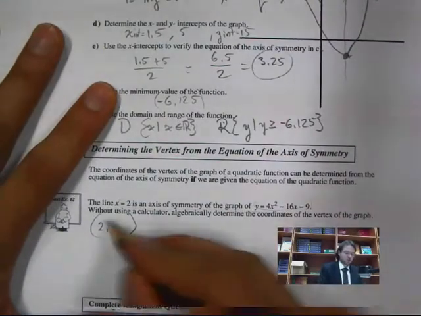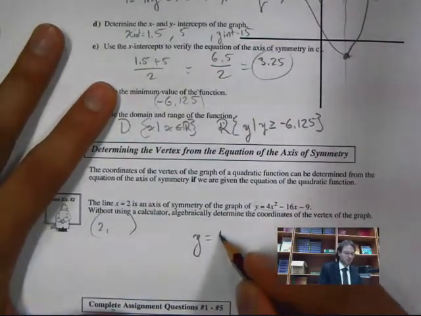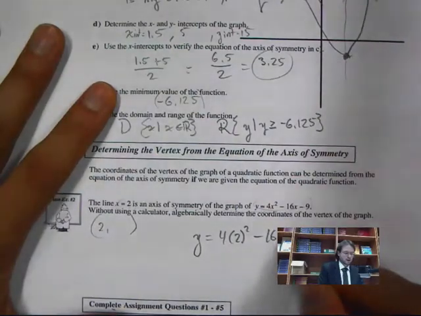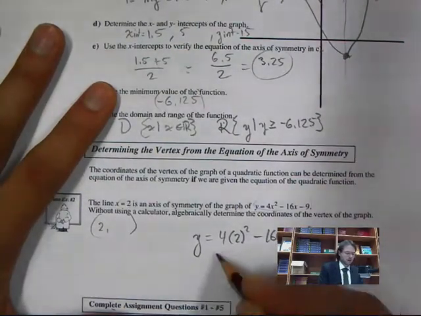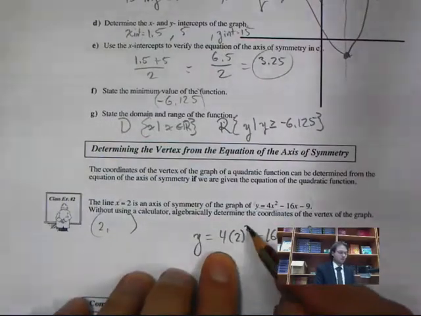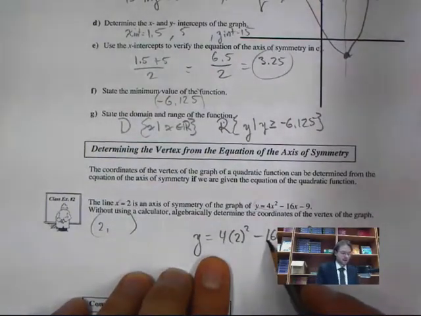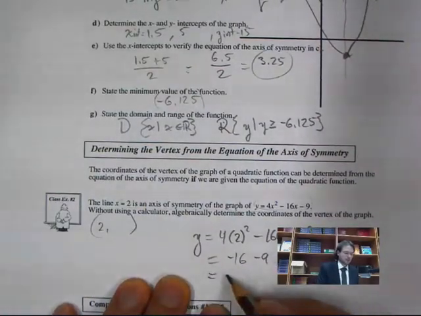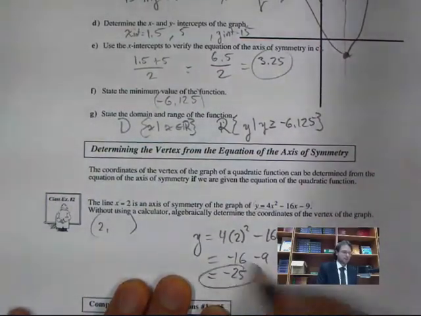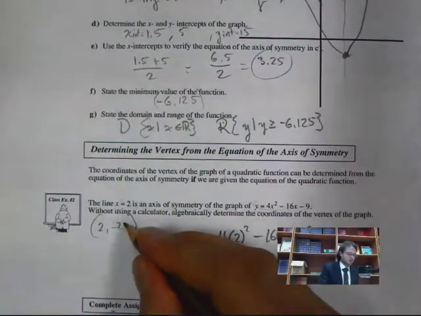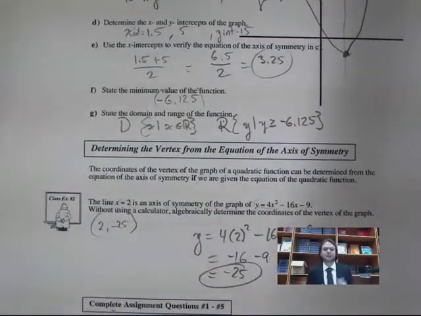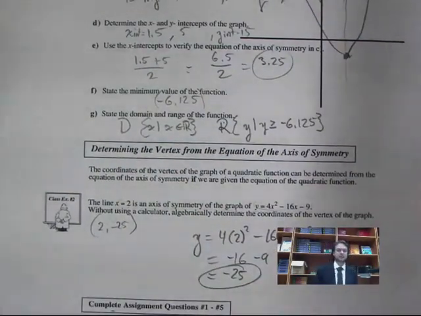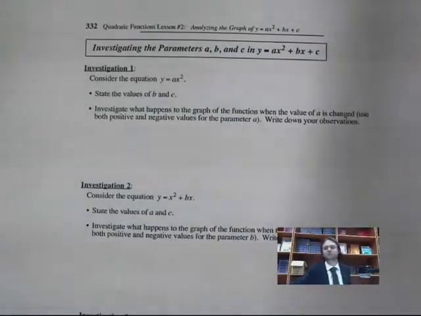So we put in 2 for x. So y is equal to 4 multiplied by 2 squared minus 16 multiplied by 2 minus 9. So I have 4 times 4 is 16, minus 32 is negative 16, minus 9 is going to give me a total of negative 25. And that is my vertex, 2 comma negative 25. That is it. All right.